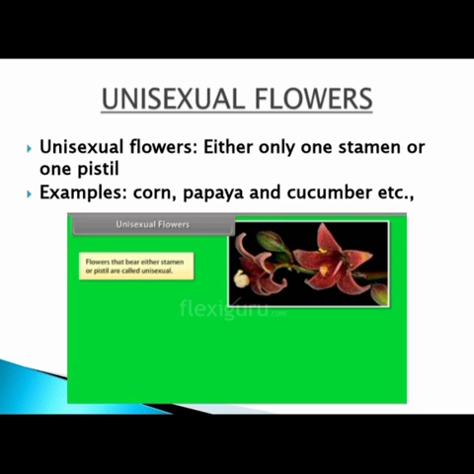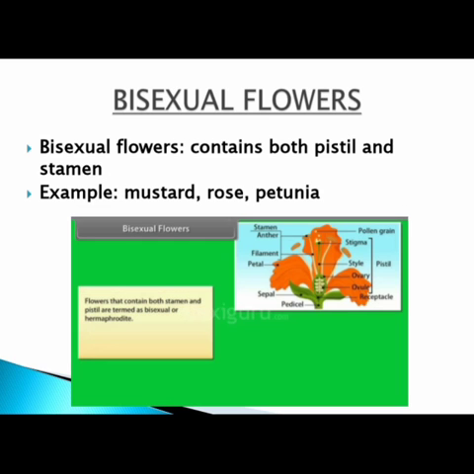For example, corn flowers, papaya flowers and cucumber flowers, all these have unisexual flowers. Flowers that bear either stamen or pistil are called unisexual flowers.